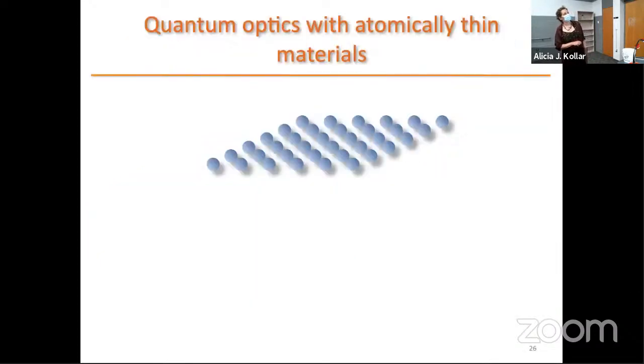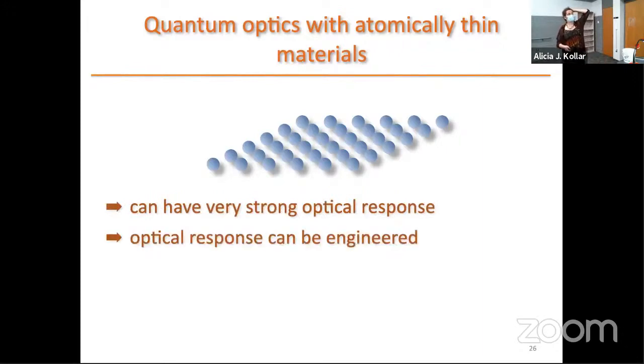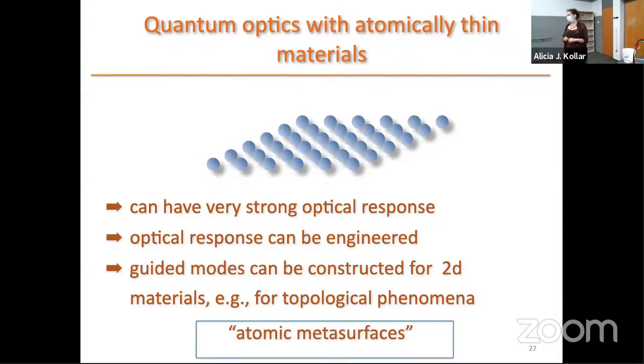All right, so that one we had already. What we are looking at is basically a cooperative system, which we now don't start in the excited state. We start them all in the ground state, so there will not be this decay, but this non-zero two-atom or several-atom non-diagonal coherence still exists here. And that's what I want you to keep in mind. What we want to do is build a system that has a very strong optical response, which can be engineered, and where we also have guided modes. This is, for example, where the topological phenomena come in. And so we can actually call a system like that atomic metasurfaces. And if you are familiar with metamaterials, I think that gives you a fairly good idea what you can do with these.